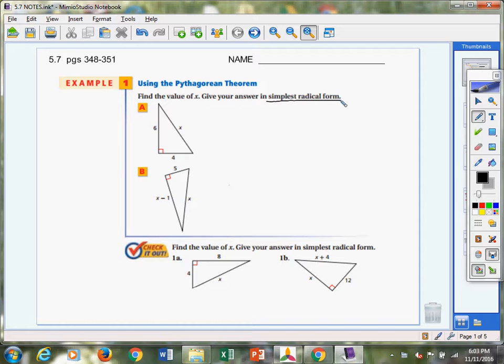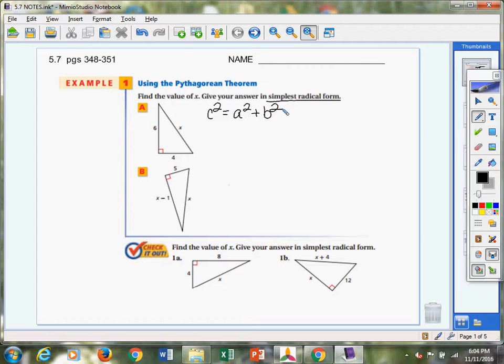So the Pythagorean theorem, as you may recall, is c squared equals a squared plus b squared. C is always your hypotenuse. A and B are your legs. Legs form the 90-degree angle. The hypotenuse is always your longest side, opposite of that 90-degree angle, okay?